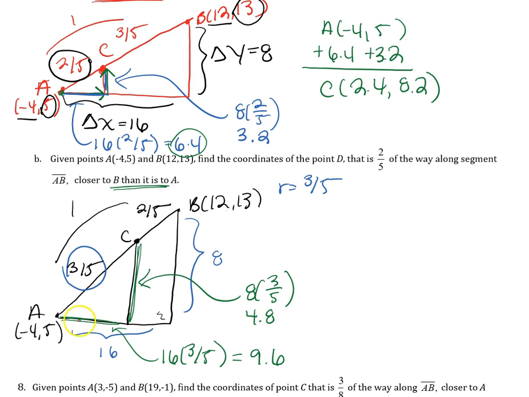Now I apply the translation. I'm going to the right and up. So that means I'm adding 9.6 to my x's, adding 4.8 to my y's.